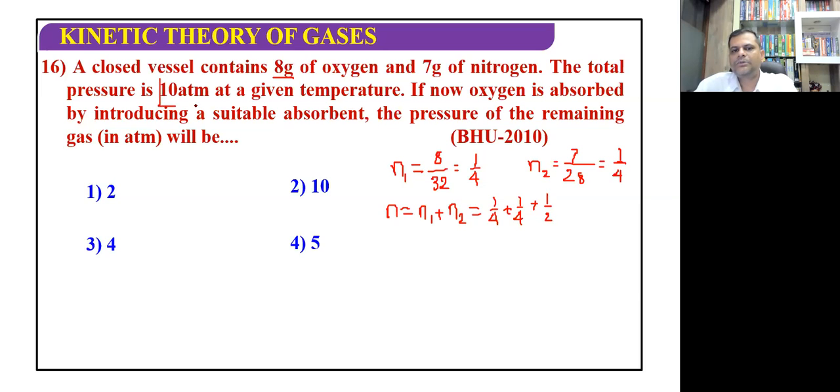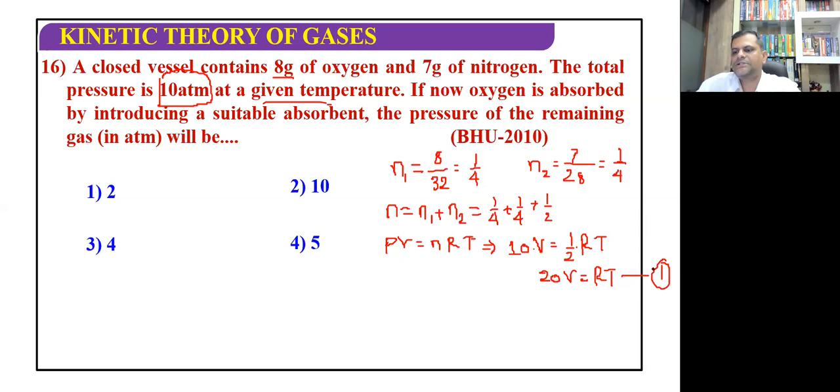And the pressure is 10 atmosphere at a given temperature. So if we use PV is equal to nRT here, we get in place of P, 10 into V, equal to, in place of n, 1 by 2 into RT as it is. And if we take this 2 to the other side, we get 20V equal to RT. Okay, this is equation number 1. Just record it as it is.